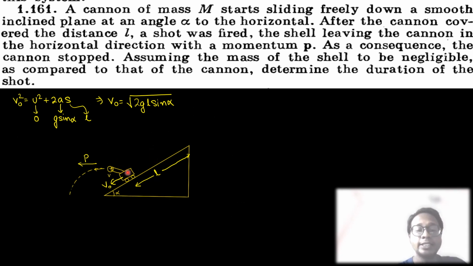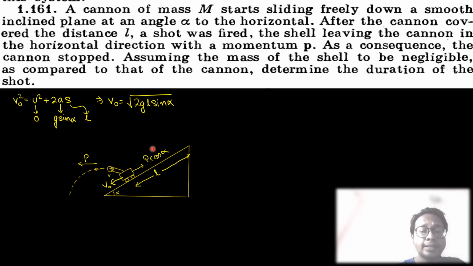Since we are dealing with an inclined plane, we always have to take the component along the incline and perpendicular to the incline. What is the component of this equal and opposite momentum along the incline? It is nothing but p cos alpha, isn't it? p cos alpha. Now I have to find out what this velocity v was.